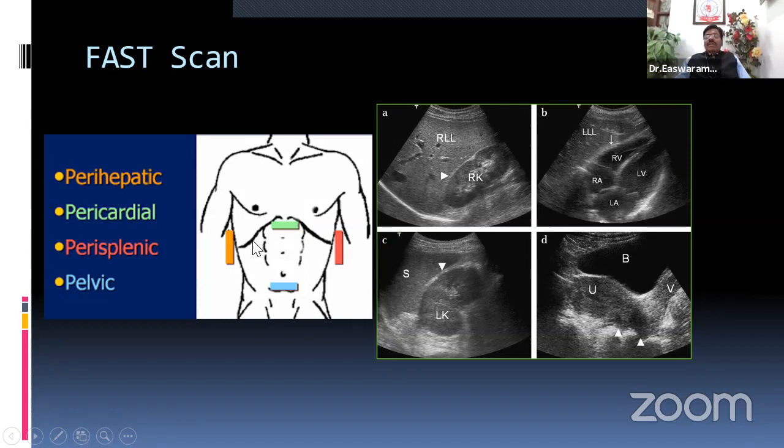The first important one is the perihepatic view. You are able to see the liver and kidney; Morrison's pouch is between the right kidney and liver, and any fluid you'll be able to see. Next, of course, is the heart, by the probe here. And the next one is this probe here, the perisplenic view. You'll be able to see the spleen, any hematoma around the spleen, and the left kidney. Then the last one is in the pelvis: the bladder and uterus, and whether there is any fluid around. Like that, you'll be able to see clearly whether there is any bleeding or free fluid.